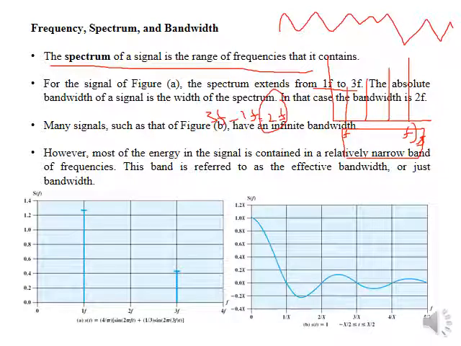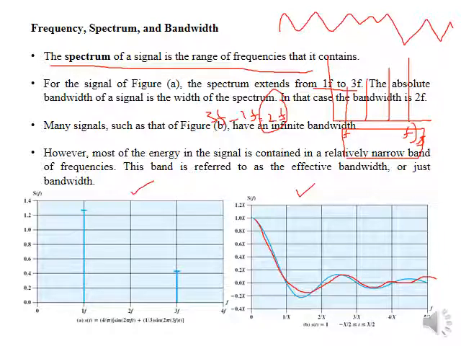We can see there are 2 types of frequency domains. In one there is a limited number of sine waves, but here there are relatively unlimited sine waves, so this contains infinite bandwidth. However, most of the energy in the signal is contained in a relatively narrow band of frequencies. This band is referred to as effective bandwidth, or just bandwidth.